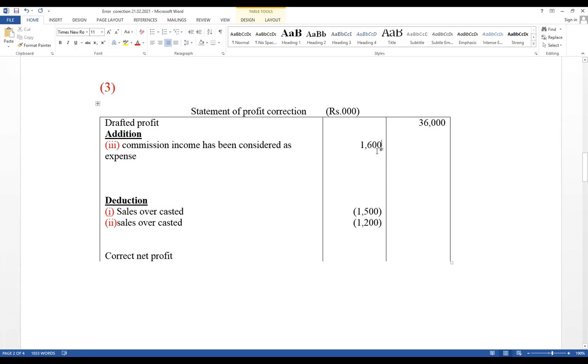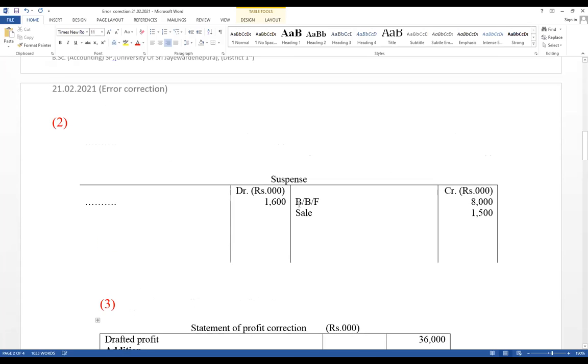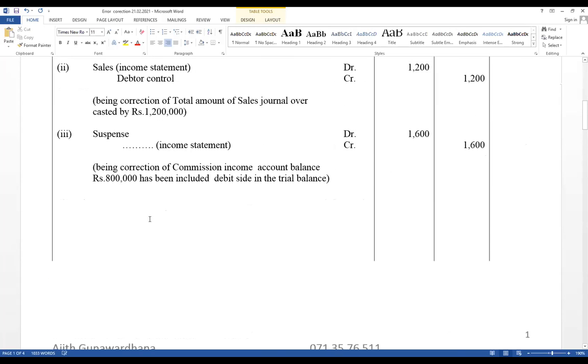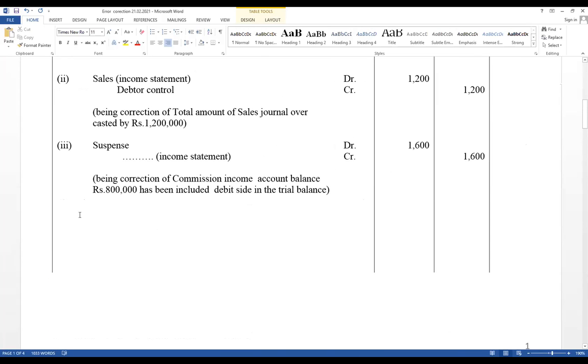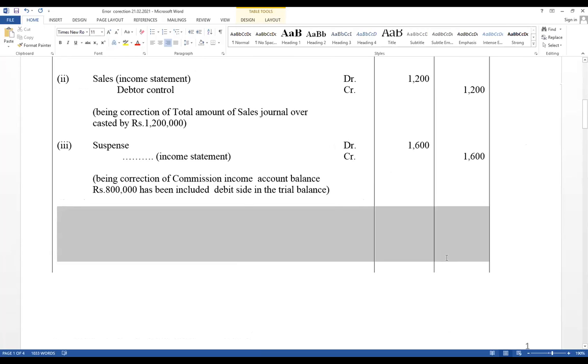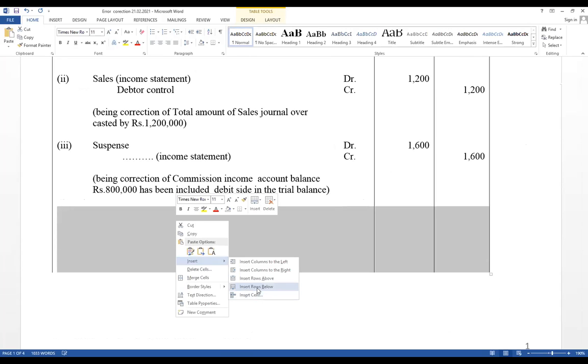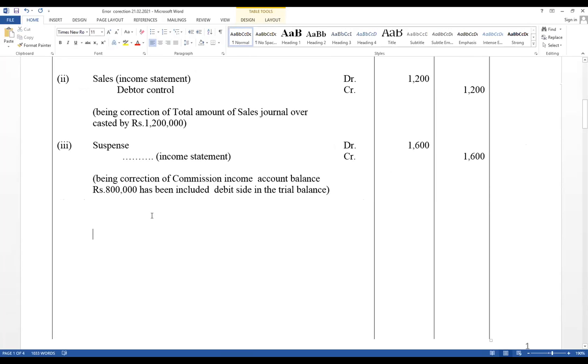Therefore, think about profit correction also, and suspense accounts, debit as a dotted line. If errors occur when preparing the trial balance, those definitely affect the suspense account. Think about there being 3 requirements. First one, think about double entry. Second one, think about suspense accounts. Third one, think about profit correction.